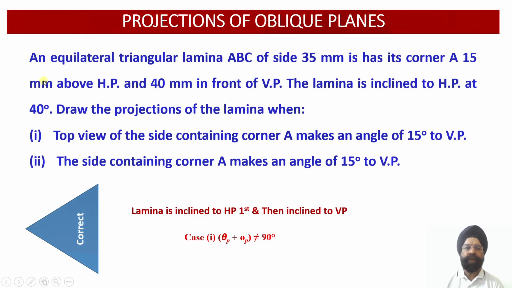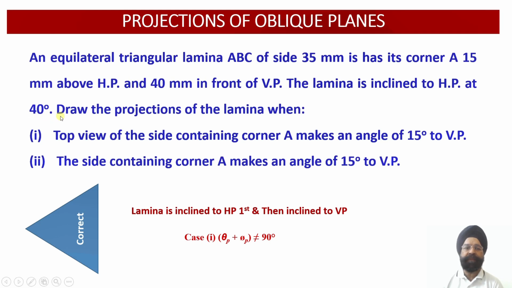two reference planes. An equilateral triangular lamina ABC of side 35 mm has its corner A 15 mm above the horizontal plane and 40 mm in front of the vertical plane. That is, this is the corner A of the equilateral triangular lamina that we are talking about. So this corner A happens to be 15 mm above the horizontal plane and 40 mm in front of the vertical plane, and the lamina is inclined to the horizontal plane at an angle of 40 degree.